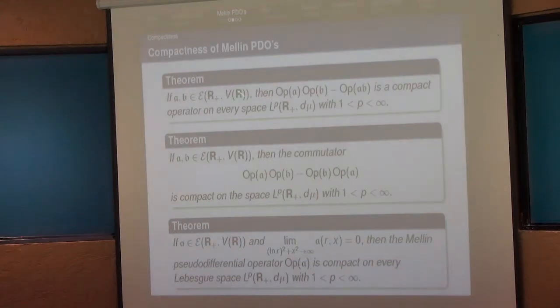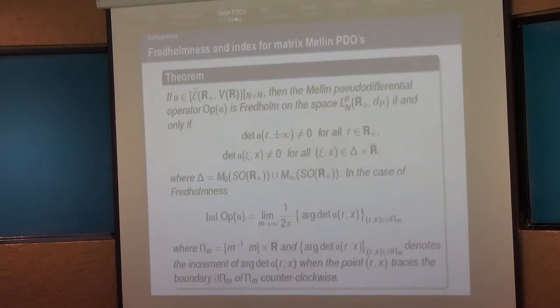If both symbols belong to this algebra, then the semi-commutative is compact on any such Lebesgue space. If both symbols are, this is a corollary of the previous one, then the commutative also is compact. And moreover, if symbols degenerate over the boundary of such a rectangle, so if this condition is fulfilled, then the pseudo-differential operator is also compact on any Lebesgue space. So these are three results on compactness.